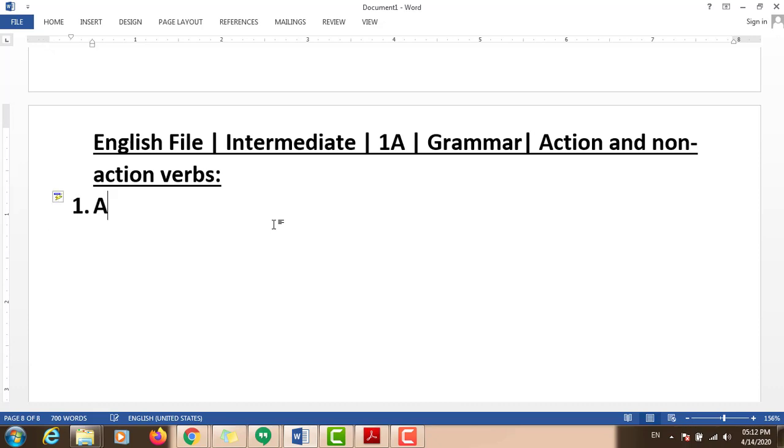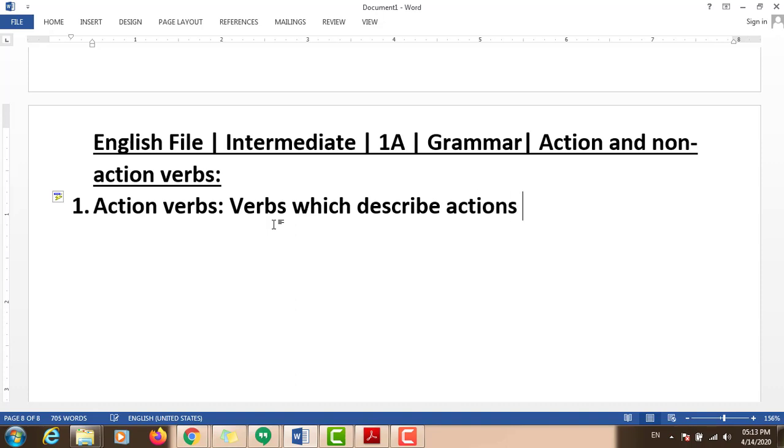So first of all, let's talk about action verbs. So what do we say? Verbs that show what? Verbs which describe actions. Okay, remember, verbs which describe actions. For example, cook, it has an action, physical action.